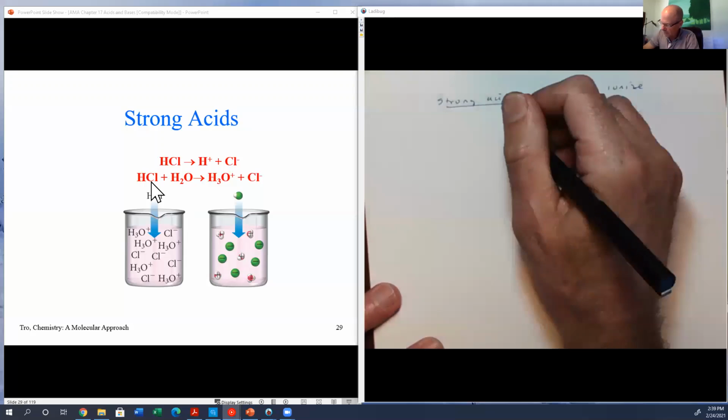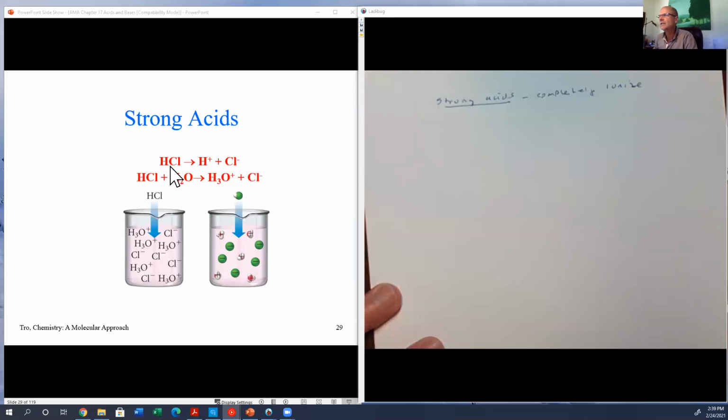So, for example, HCl here, we're going to draw it with a forward arrow only. I'm not going to draw a back arrow to indicate that this reaction goes to completion, right?